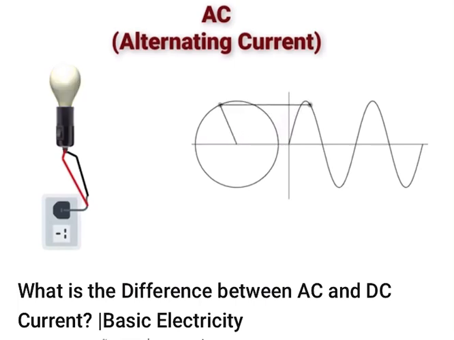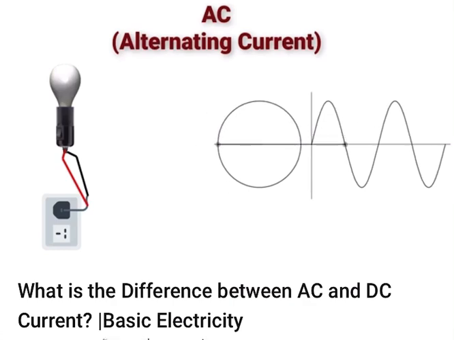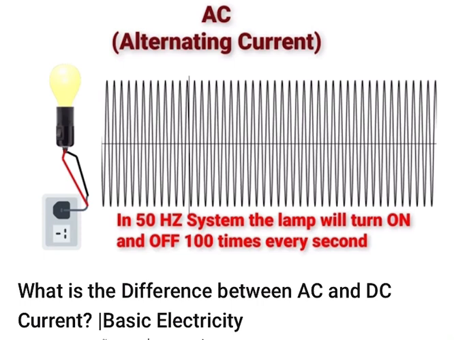Then it will start dimming as the current decreases until zero, which will cause no light at all. We don't see this happen because our slow human eyes cannot notice this process, which is very fast, 100 times of on and off every single second. What we will see is a constant light.